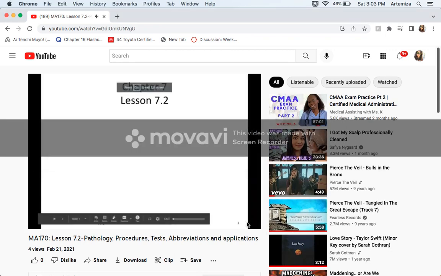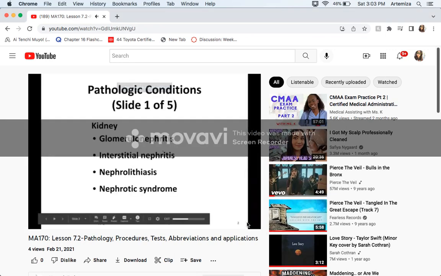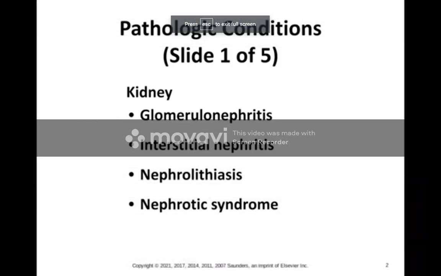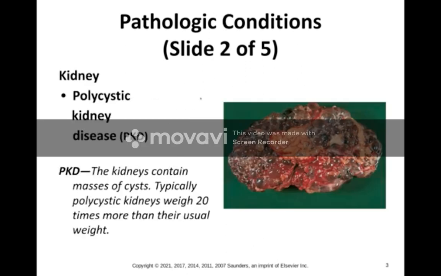All right, welcome to lesson 7.2. Talk more about the kidneys. So, pathological conditions of the kidney can be glomerulonephritis. You got to say that slow, right? Interstitial nephritis, nephrolithiasis, and nephrotic syndrome. Also, polycystic kidney disease, or PKD.